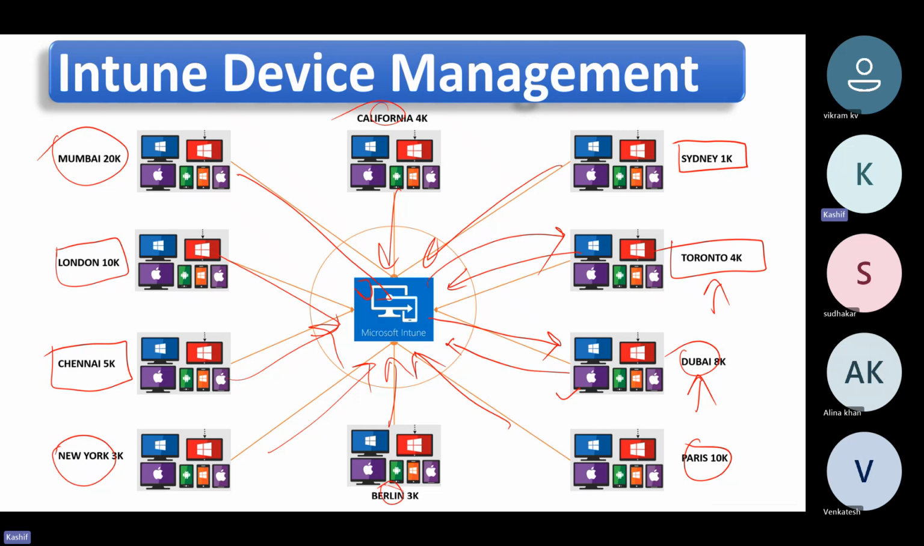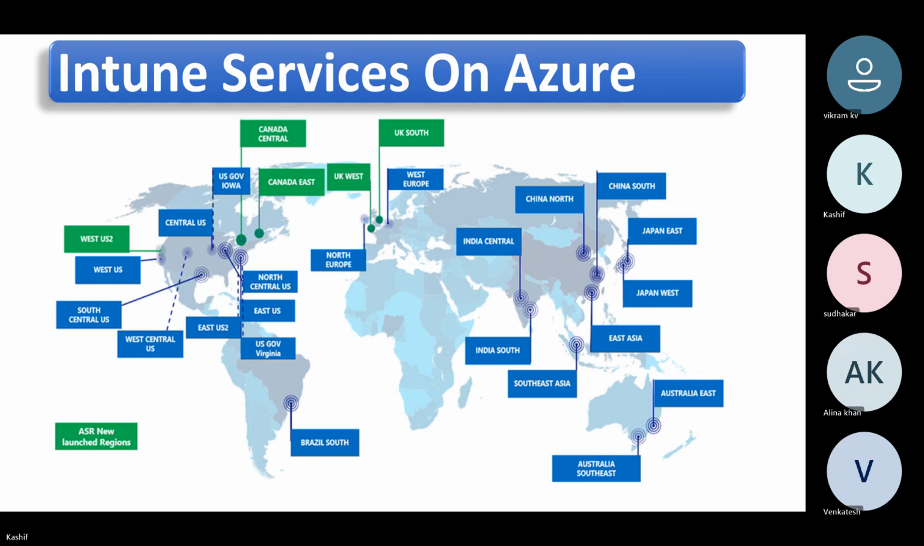Suppose there is a user in Mumbai and he needs a certain application on his device. So you can deploy the application from here, right? There are, let's say, 5,000 devices and you need to restart those devices. So you can deploy a policy to restart. So you can do various things which you would like to do from Intune. Now, Intune service is basically running on Azure data centers. Azure data center is a public data center, okay, which is present in almost 60 countries now.